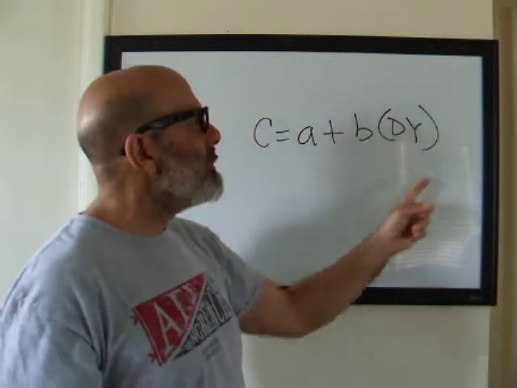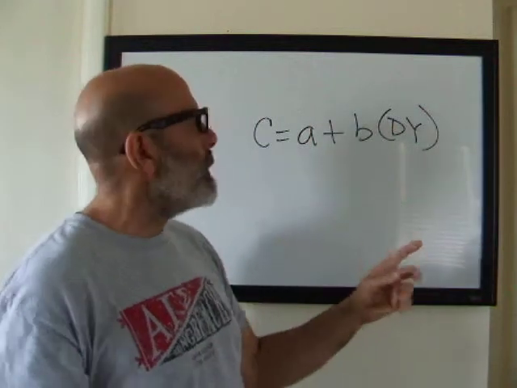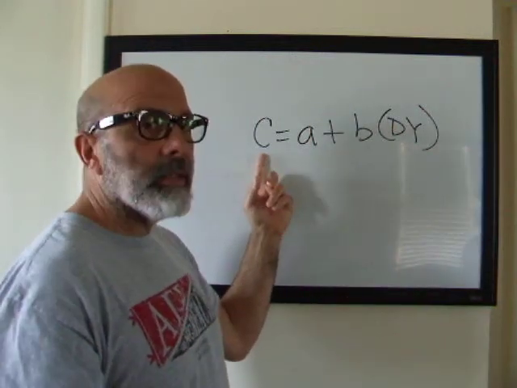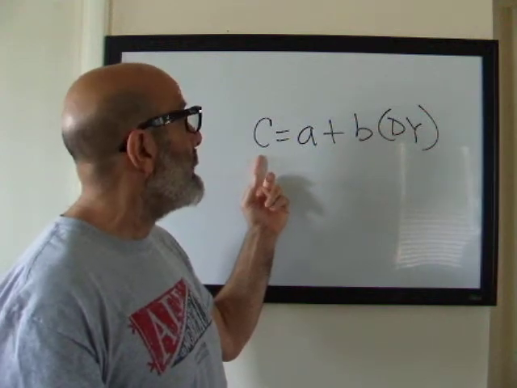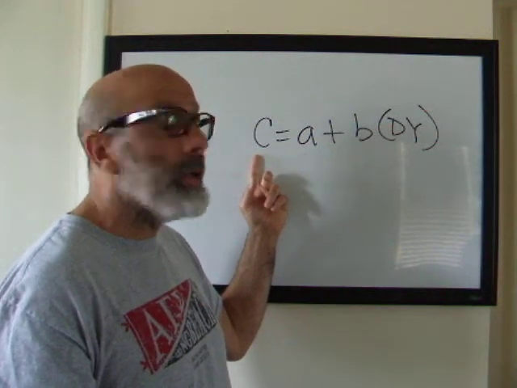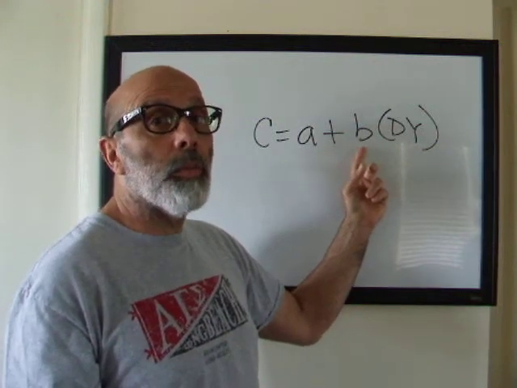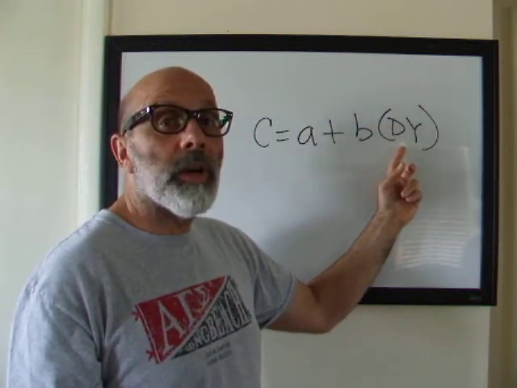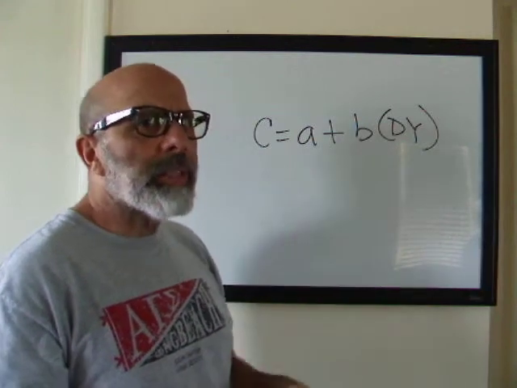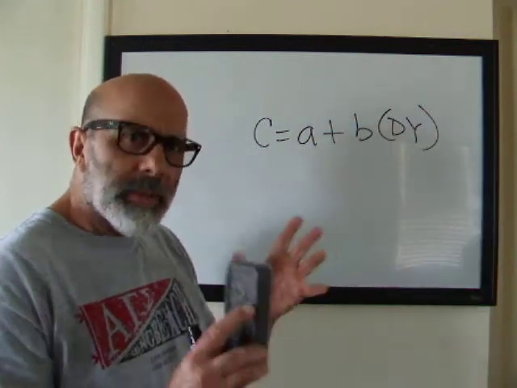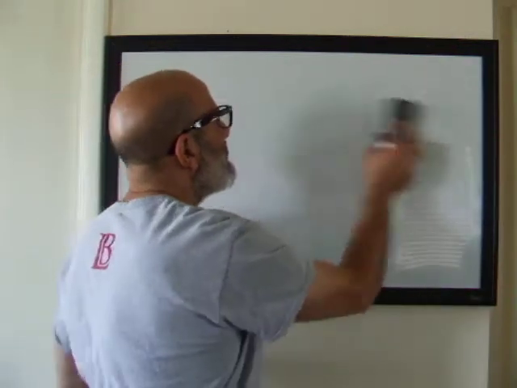This is also an equation for an upward sloping line. This C would be your vertical coordinate. This A is your vertical intercept. This B is your slope, and this is your horizontal coordinate. So let's write some numbers in and see if we can solve a problem.